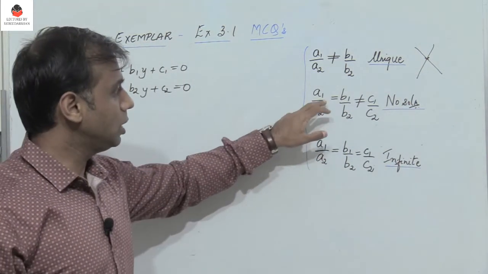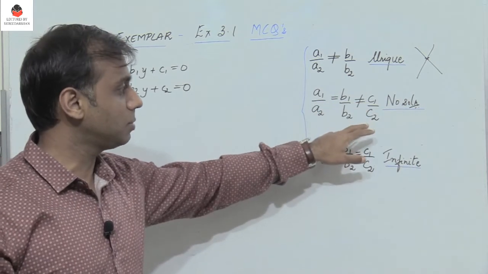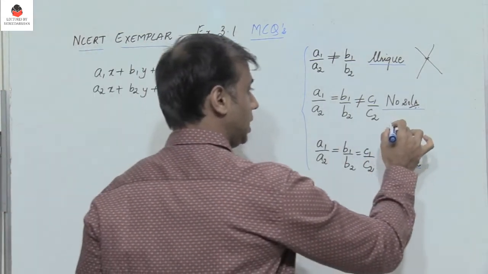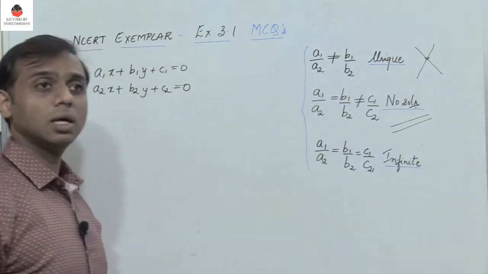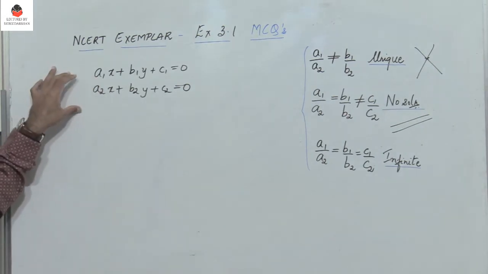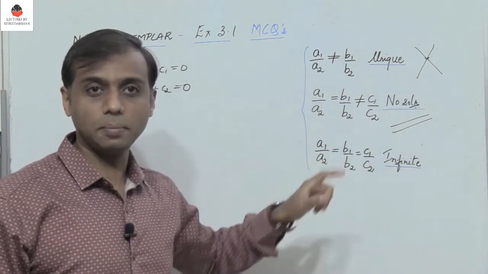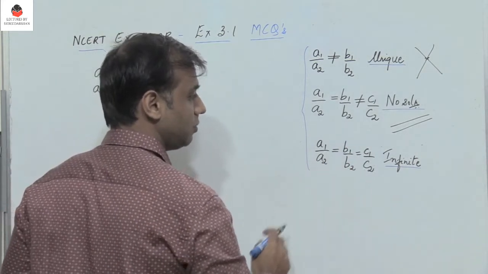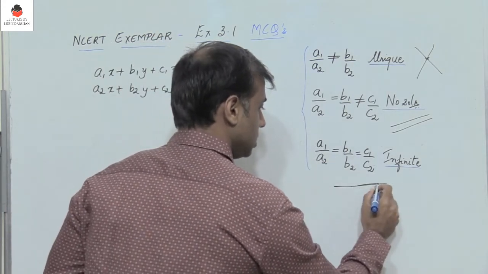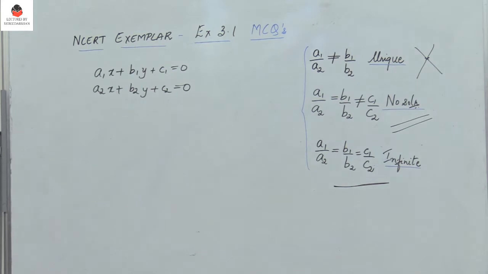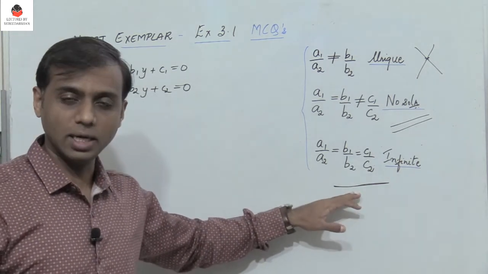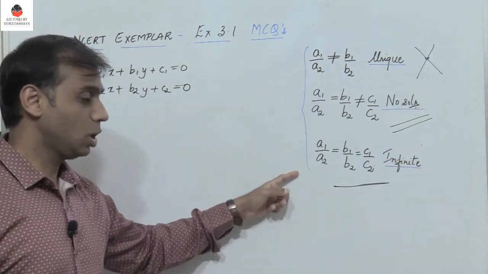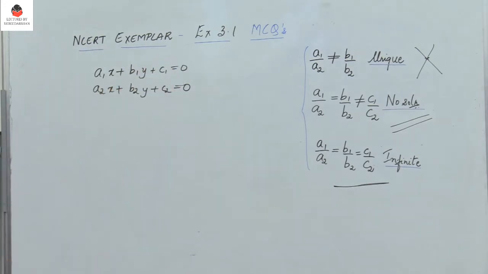Now if a1 by a2 equals b1 by b2 but is not equal to c1 by c2, it means that there is no solution. No solution meaning that the two lines are parallel. So the two equations represent two lines which are parallel, and if a1 by a2 is equal to b1 by b2 equals c1 by c2, it graphically means that the two equations represent two lines which coincide, meaning that we have infinitely many solutions. So these are the formulas required to solve all the problems given in exercise 3.1.